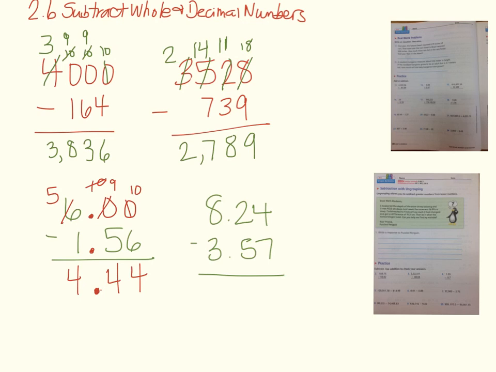8 and 24 hundredths take away 3 and 57 hundredths. Same thing. I can't take 7 from 4. So I'm going to regroup one of these tenths and make it 14. I'm going to break up my whole number into 10 pieces. Now 10, 11, take away 5 is 6. Bring down that decimal. 7 take away 3 is 4.